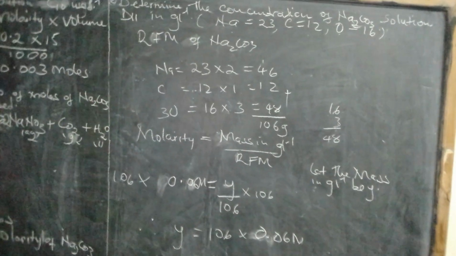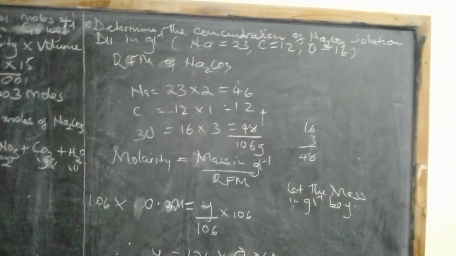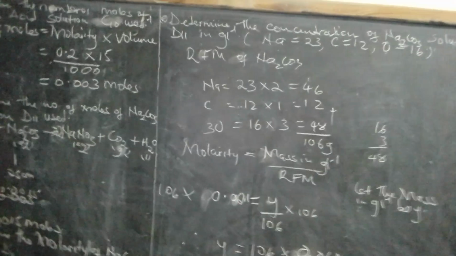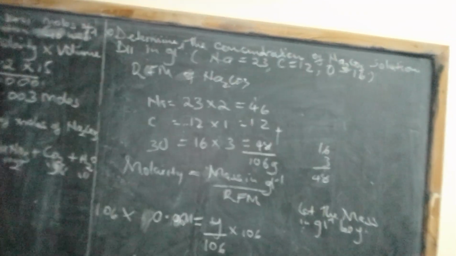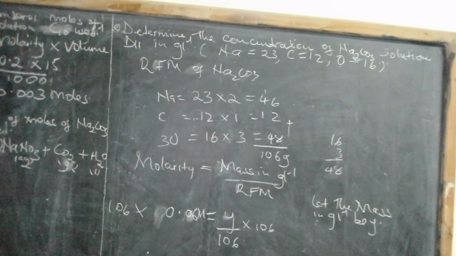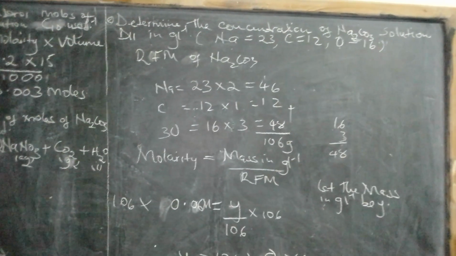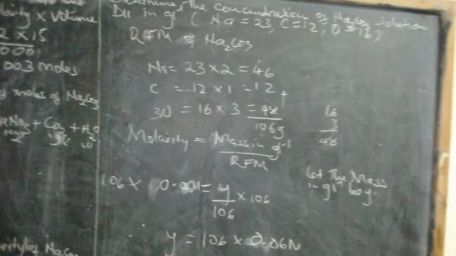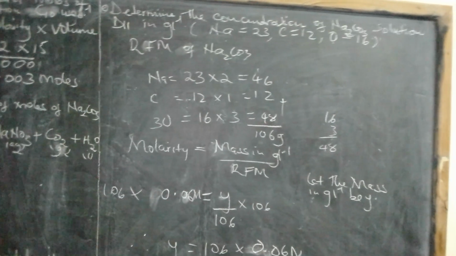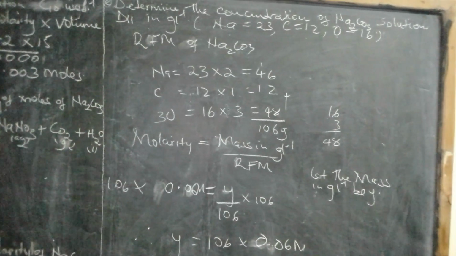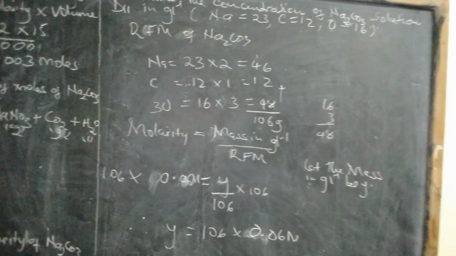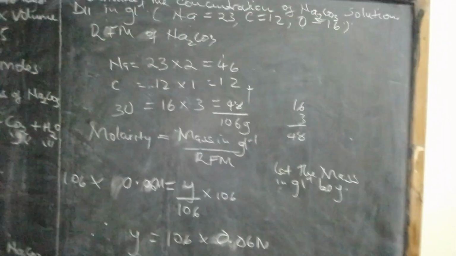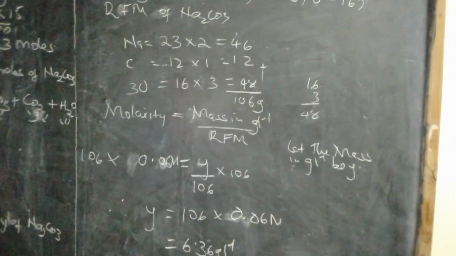Then last but not least, we were supposed to determine the concentration of sodium carbonate solution D11 in grams per liter. Sodium has a relative atomic mass of 23, carbon 12, oxygen 16. So the relative formula mass of sodium carbonate, chemically written as Na2CO3, is calculated from the relative atomic masses of each element: sodium 23 times 2, 46; carbon 12 times 1, 12; oxygen 16 times 3, 48. We added 46, 12 and 48 to get 106.